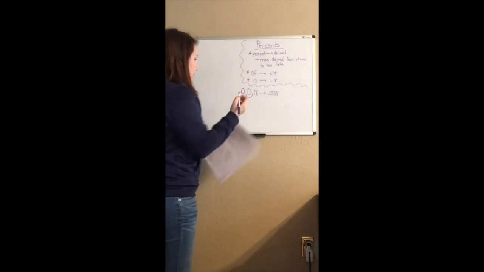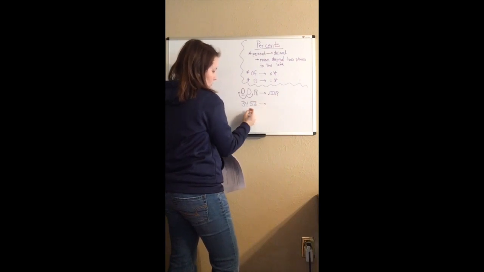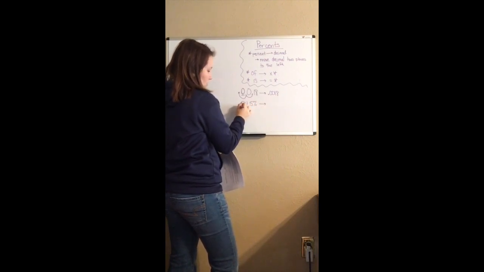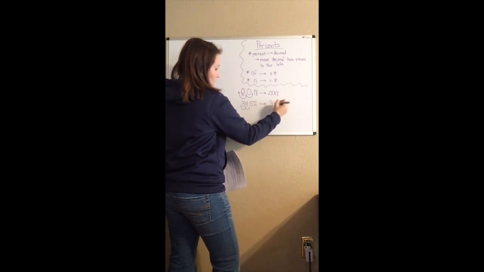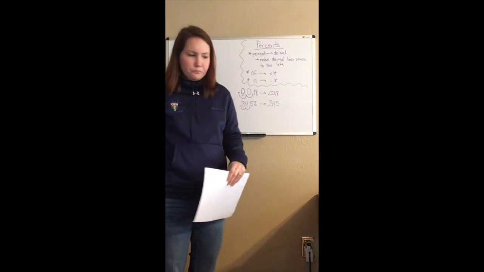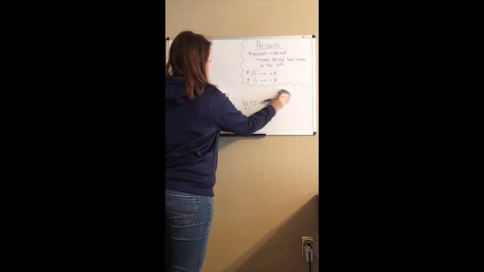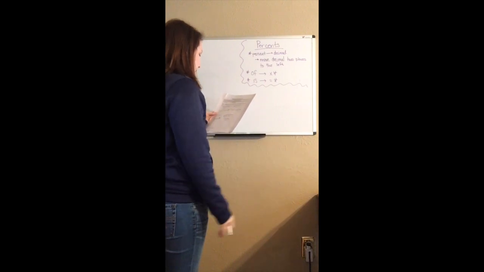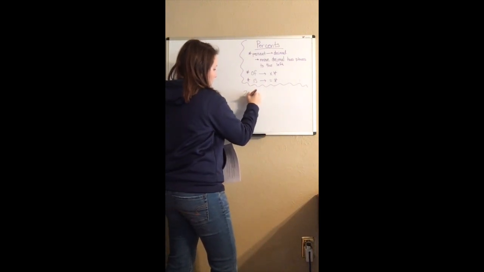Another example, if we had 34.5%, well, we move that decimal place over 1, 2, it becomes 0.345. Pretty simple. Let's look at one that might be a little more complicated. 201%.